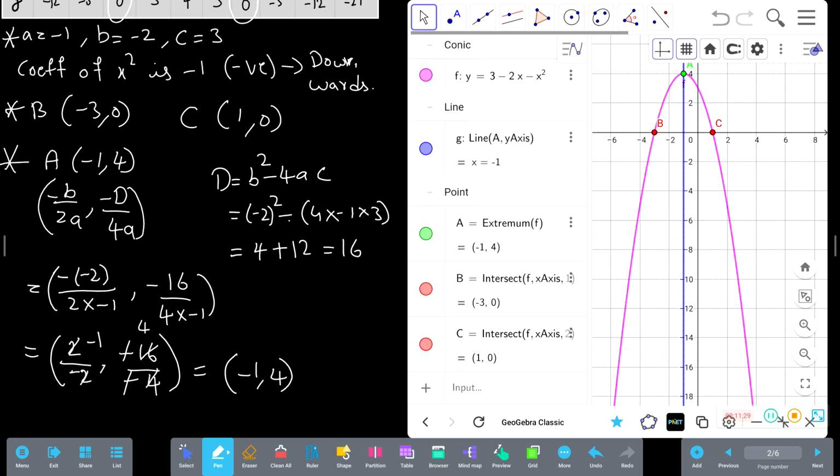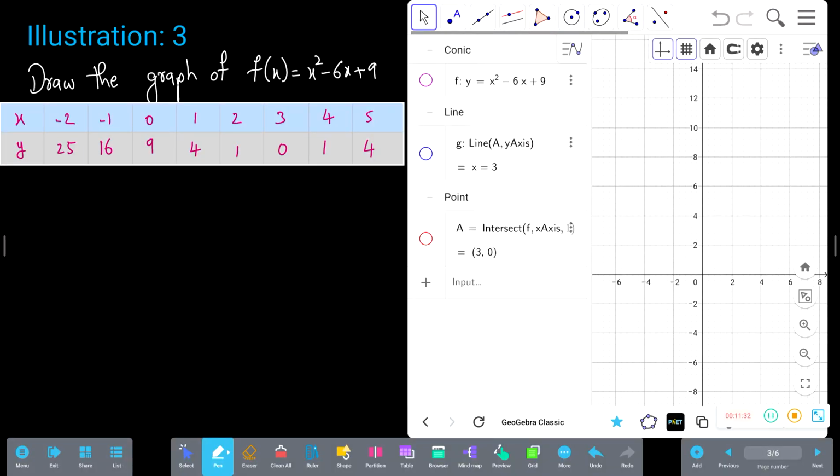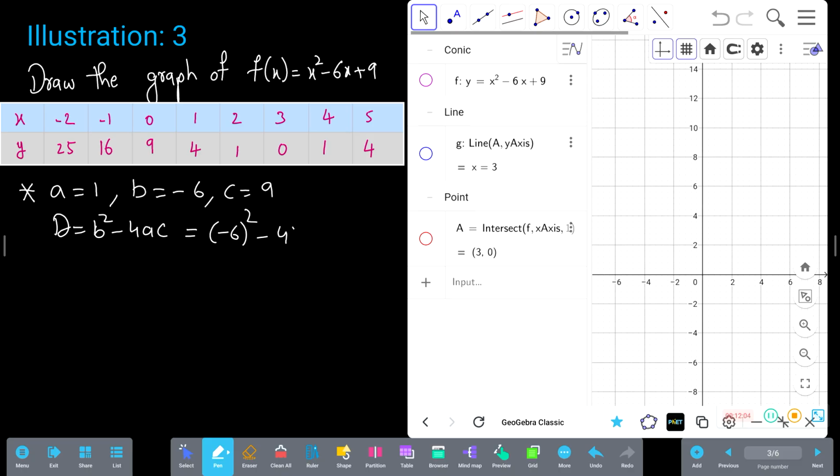So we will go into the third illustration. The third question is, draw the graph of f of x equal to x square minus 6x plus 9. Okay, so in this given quadratic polynomial, what is a here? We can easily say 1, b is minus 6, c is 9. Okay, and what about d? D equal to b square minus 4ac, that is minus 6 square minus 4 into 1 into 9, that is 36 minus 36, that is 0.